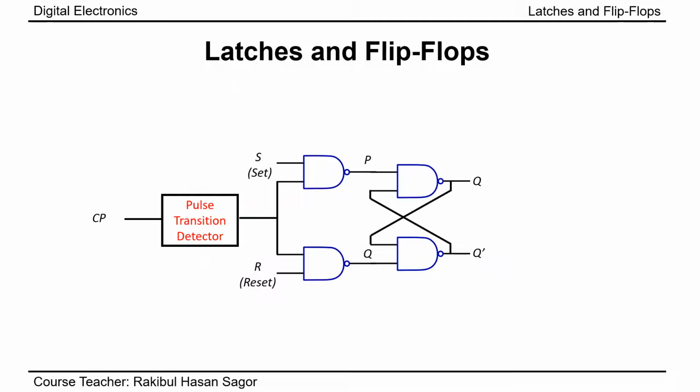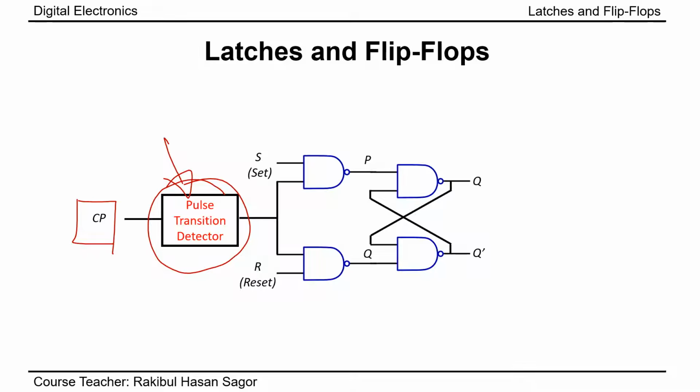Here we can see a typical SR latch that is controlled by clock pulse. As I told you earlier, this latch can be controlled by pulse transition, that means edge triggering. So we must have a pulse transition detector here. When the clock pulse goes from 0 to 1 and 1 to 0, this transition detector will detect that change. I'll give you a description of a typical pulse transition detector.